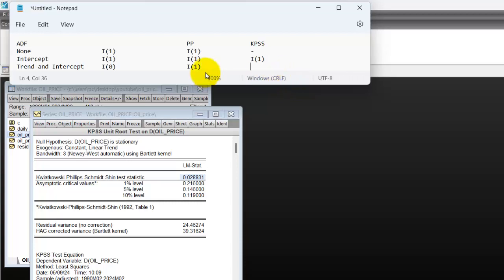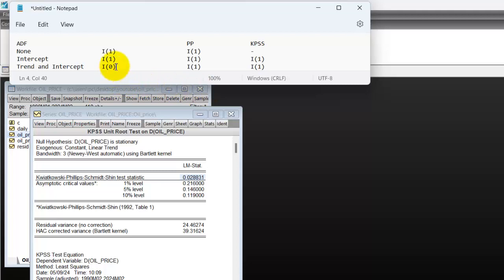So here you go to trend and intercept, then you type I(1). If you inspect the results very well, you will notice that I(1), that is first difference, dominates. So we have used two different techniques to authenticate our ADF results. You can say, based on the results of the ADF, PP and KPSS, oil price is stationary at first difference.